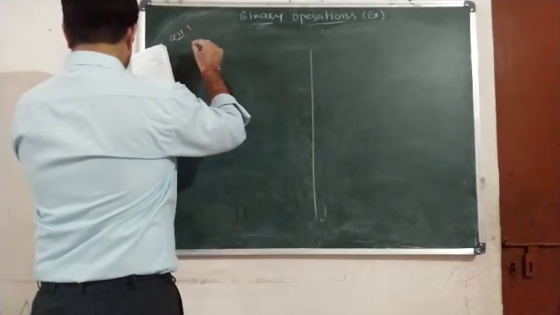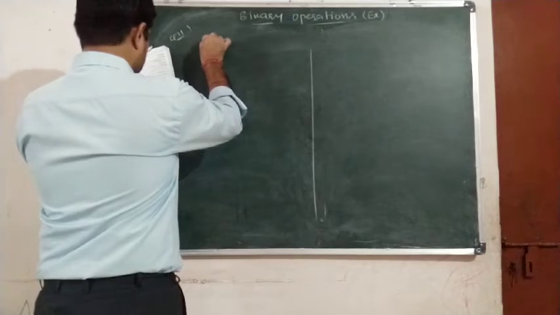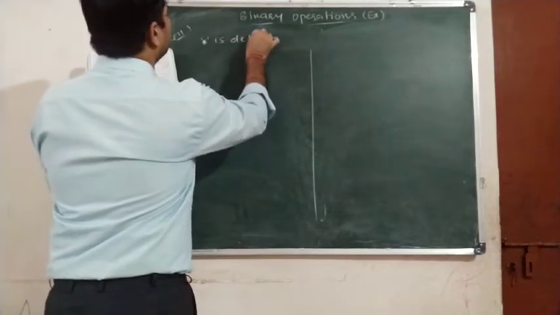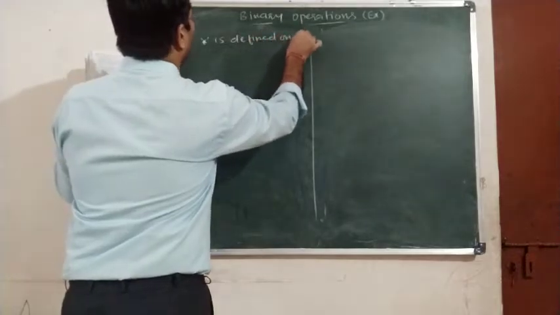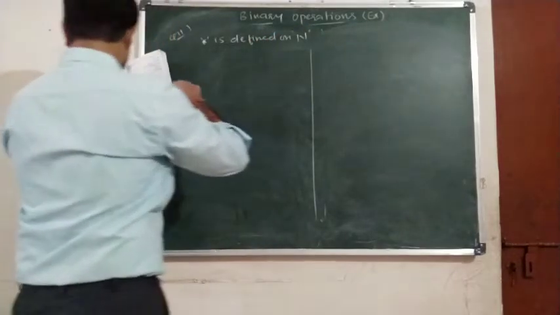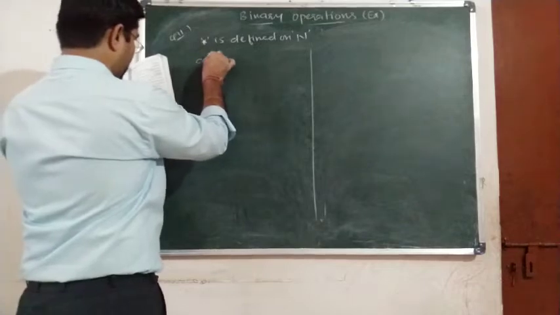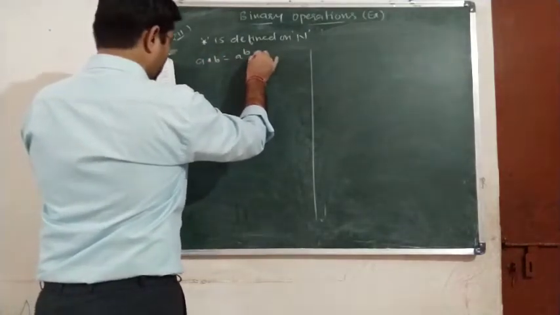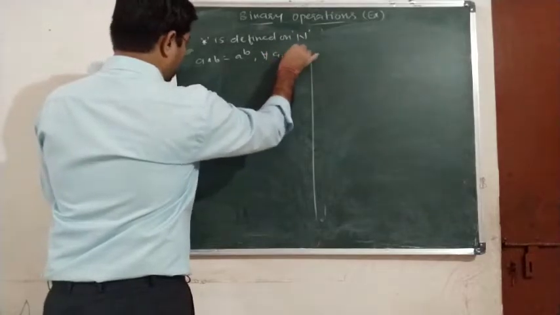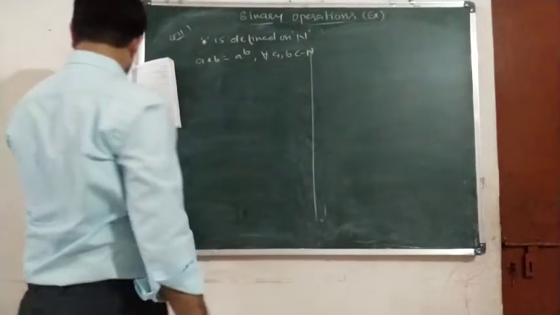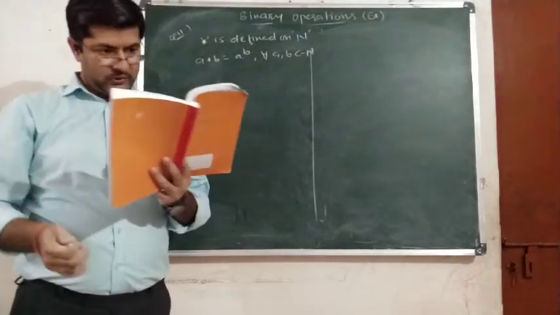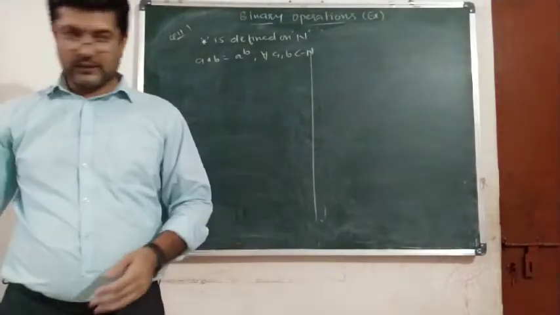Okay, a binary operation asterisk is defined on N. N is the set of natural numbers. It is defined by a asterisk b is equal to a raised to b for all a, b belongs to N. Okay, we have to show that it is neither commutative nor associative.